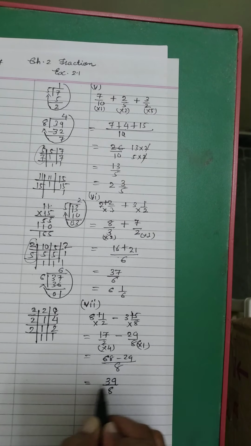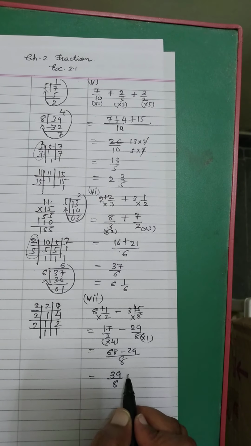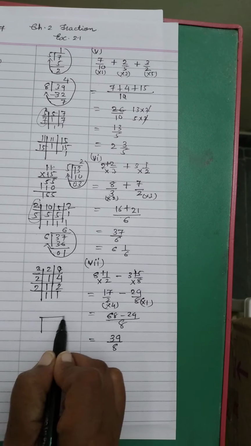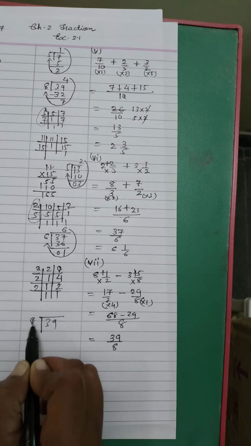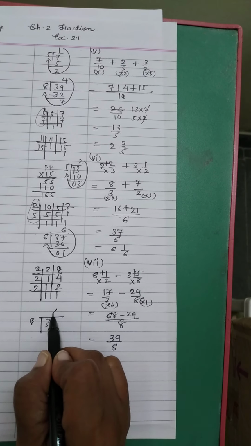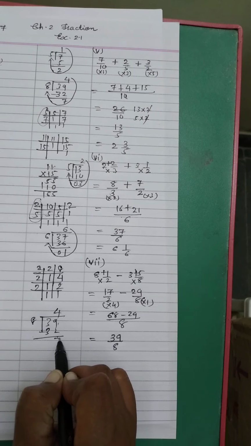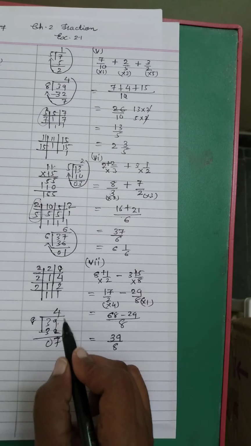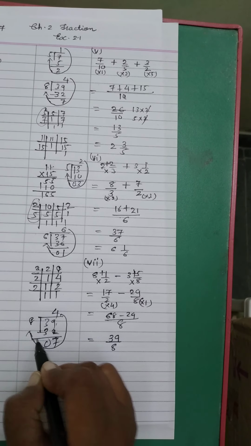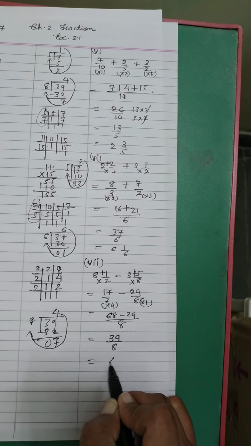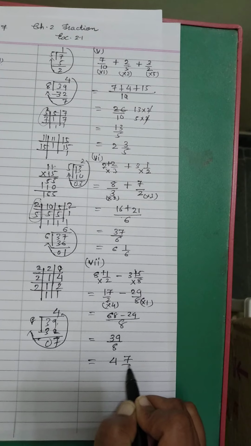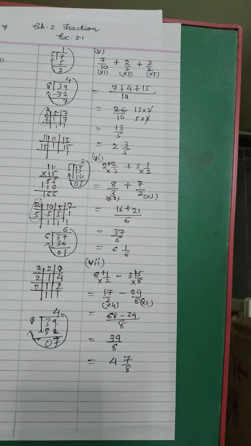39 upon 8. Again numerator is big, so you can divide. Now 39 by 8. So 8 fours are 32. 9 minus 2, 7. 3 minus 3, 0. 4 integer 7 upon 8 is your answer. 4 integer 7 upon 8. Now coming to the next question.